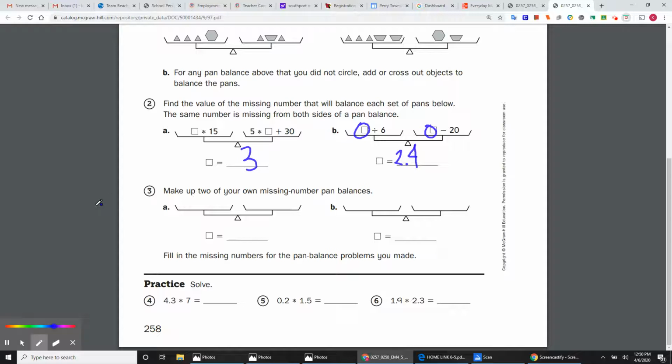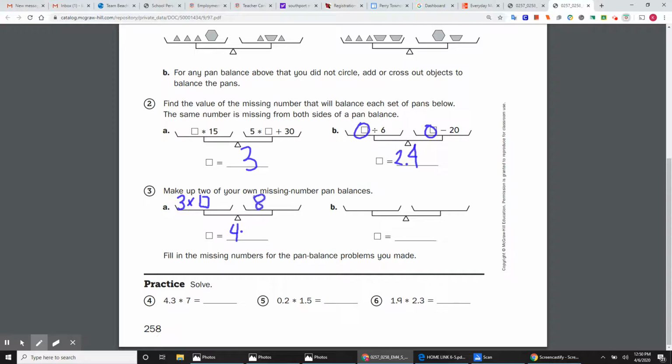Now for number 3, you get to make up your own missing number pan balances. So I'll do letter A for you as an example, and then you can do letter B on your own. So for letter A, let's say I do 3 times a square equals the same as, remember my square has to be equal. So I'm going to have my square equal 4. So this side's going to equal 12. So now I need to make this side.